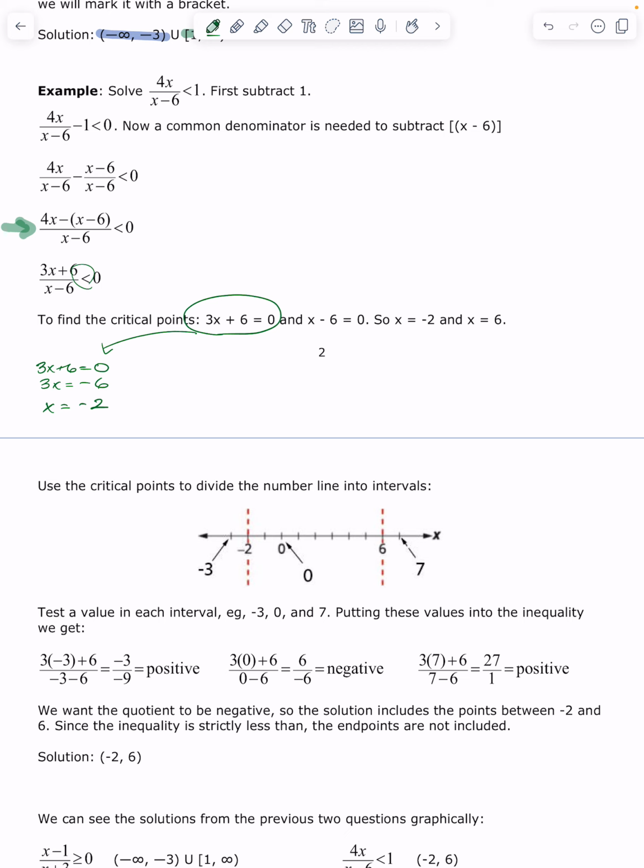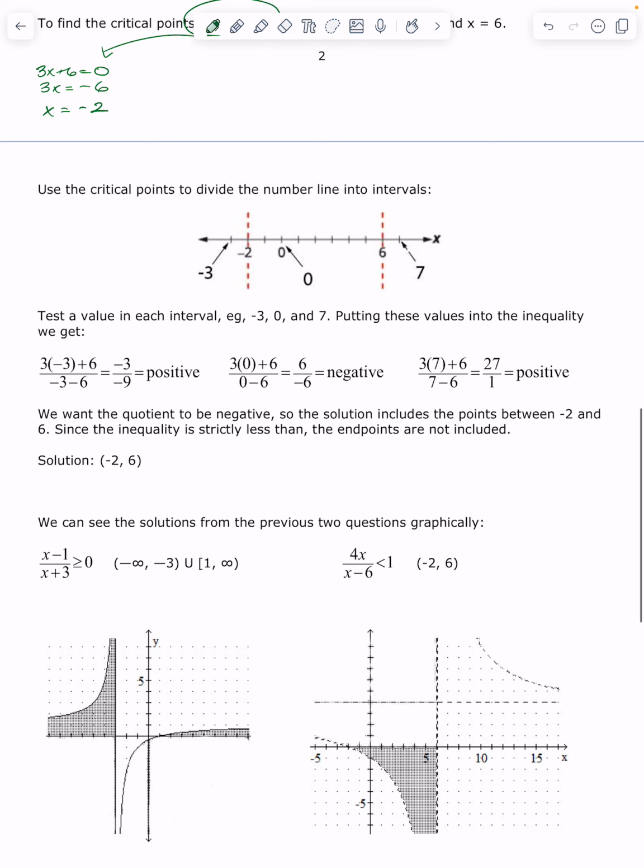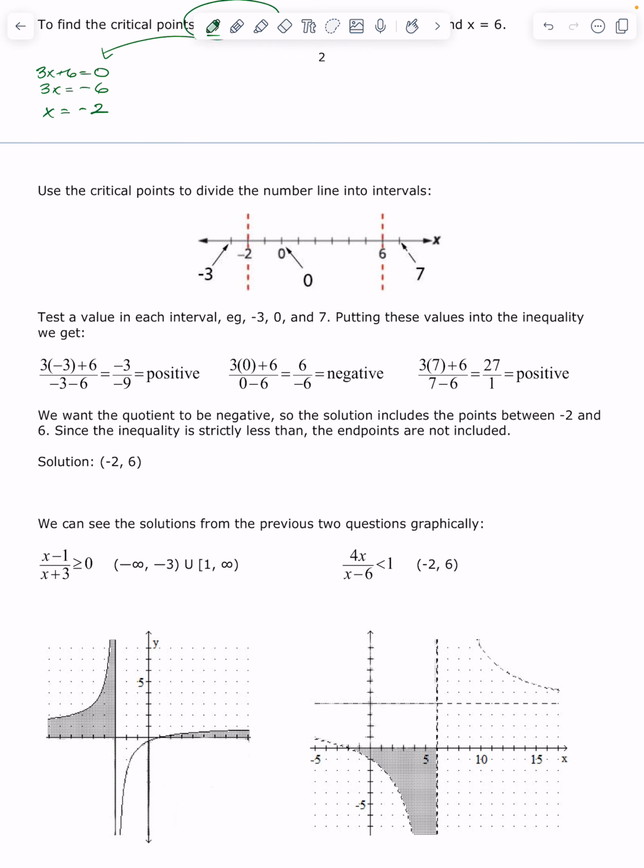Our denominator, we've got x minus 6 equals 0. And so we know we have an asymptote at x equals 6. So we are dividing our number line at x equals -2 and x equals 6. That gives us 3 intervals. We go from -infinity to -2, from -2 to 6, and from 6 to infinity. And so we're just choosing values in each of those intervals to check and see where we're positive and negative.